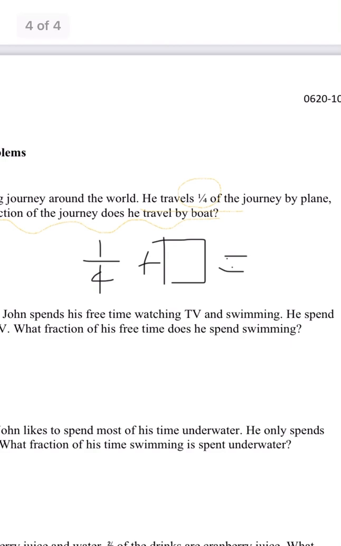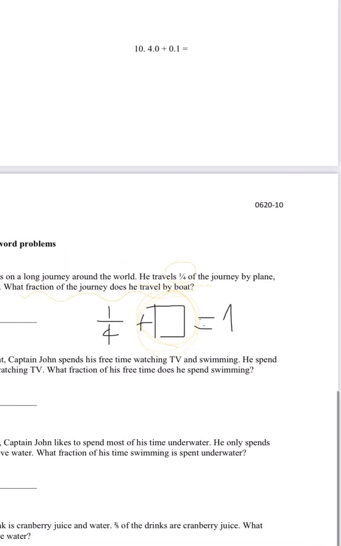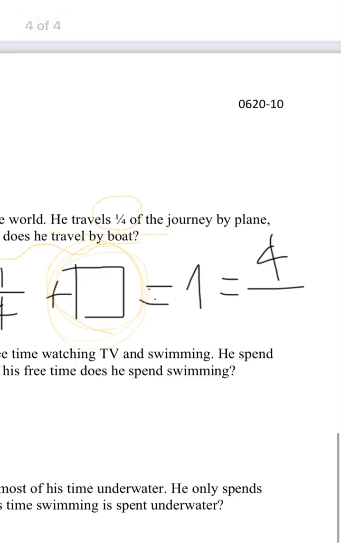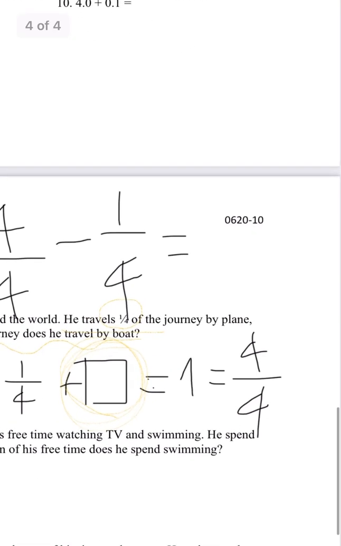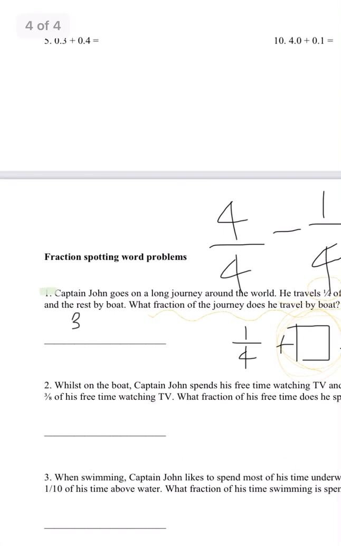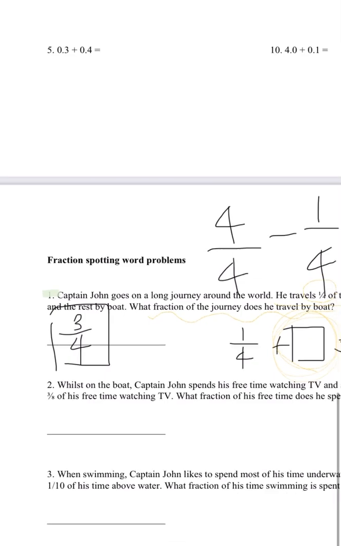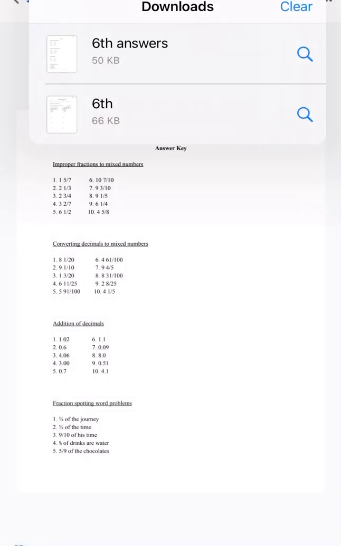So that's 1. Right? So we have to figure out this number. Well, what's 1 minus 1/4? So 1 can also be expressed as 4/4, right? So what we do is just 4/4 minus 1/4, which is 3/4. So he traveled 3/4 of his journey by boat. Okay? So here are your answers.